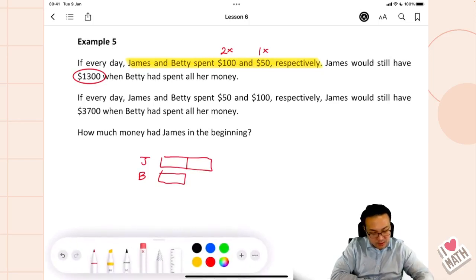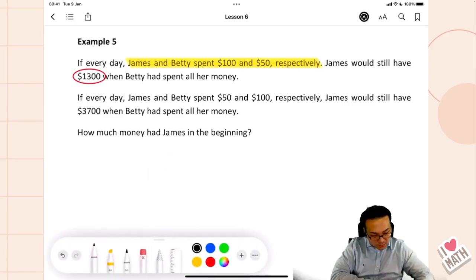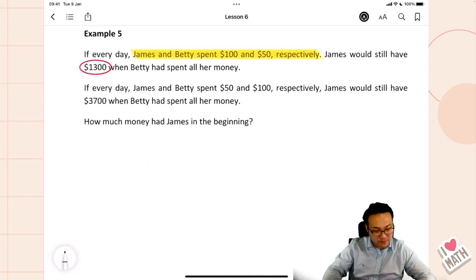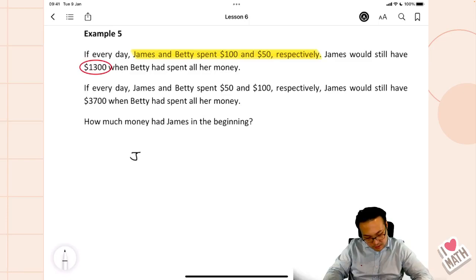Don't use simultaneous equation, okay? Draw model. We know that James very rich. I'll give him a very long model. A lot of money, you see? James, okay, this is James. What about Betty? Not so much money, huh? Betty has less money. Okay, this is Betty.